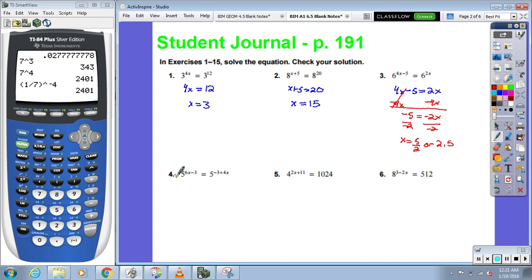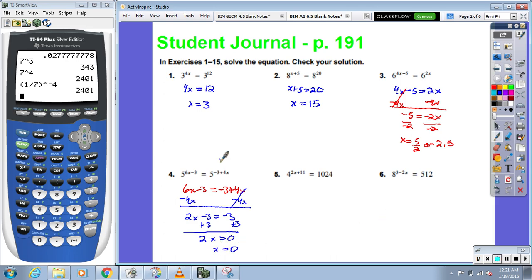Okay, on number 4, same thing. The base is still 5 on both of them, so you can set the exponents equal to each other. And so I get 6x minus 3 equals negative 3 plus 4x. Now, all of these, the solving should not be the hard part because we have solved many equations. At this point, your skills in this should be getting fairly good. So we get 2x minus 3 equals negative 3. If we add 3 to both sides, I end up with 2x equals 0, which when you divide by 2, you will still have x equals 0.